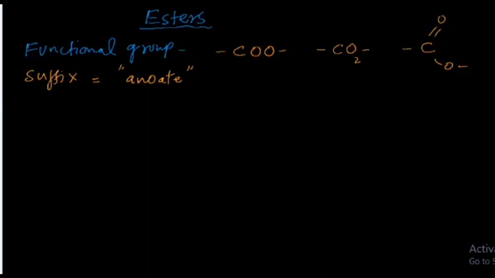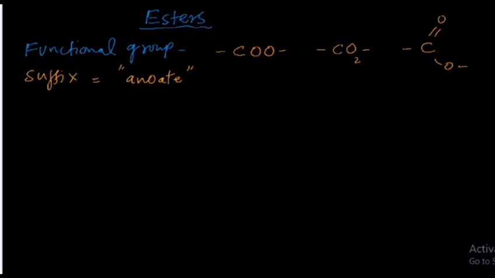The next type of organic compounds are esters. Esters are sweet smelling compounds. They have the functional group COO, CO2, or C double bond O, O. So these are three different ways to represent the esters. The suffix for the esters is -oate. All organic compounds which contain -oate as the ending part are esters, like methyl propanoate, ethyl ethanoate, butyl methanoate. So any organic compound which contains -oate as an ending or suffix is an ester.